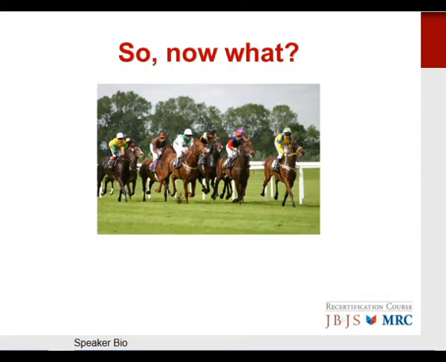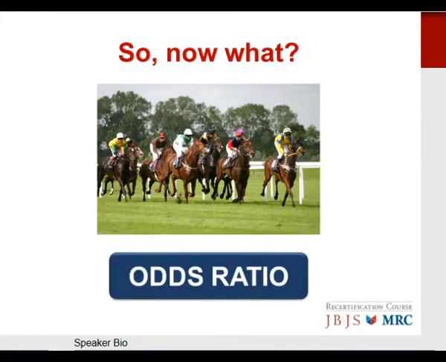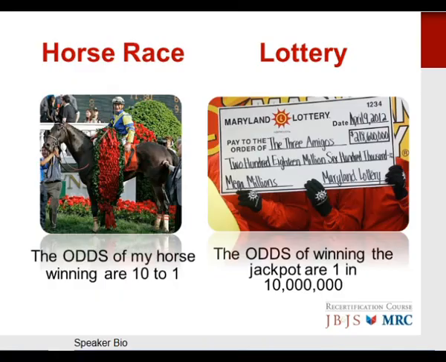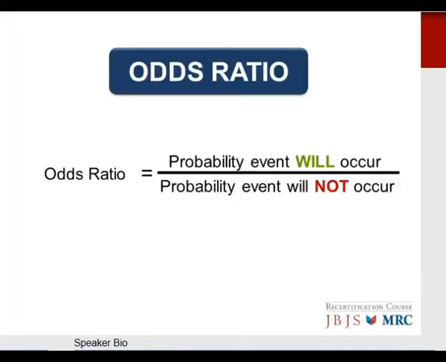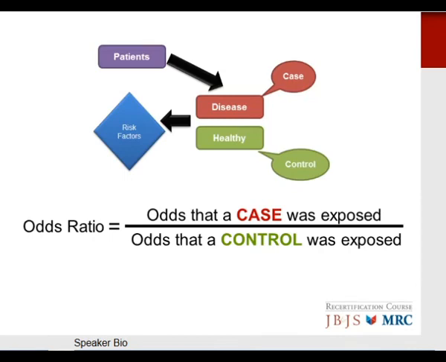So now what do we do with our case control studies? This is now the concept of the odds ratio. The odds ratio are things that we're actually probably more in tune with, like a horse race or a lottery. And an odds ratio, thankfully, follows the same general idea. And we don't need to get into the math because that's not important for this examination. It's simply, rather than the risk, the probability that an event will occur versus the probability the event will not occur. In other words, it's the odds that a case was exposed versus the odds that a control was exposed.